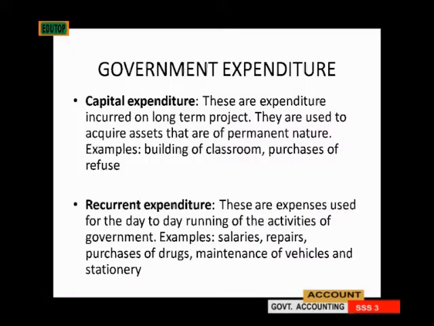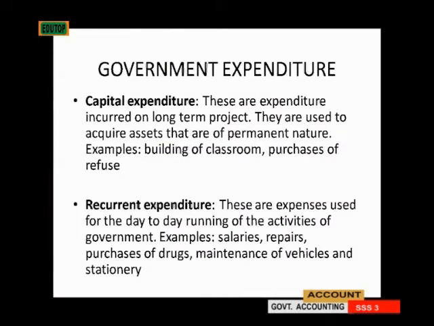Then government expenditure is classified under capital expenditure and recurrent expenditure. Expenditure, you can call it government spending, or the amount spent by the government during the year. Capital expenditure is expenditure incurred on long-term projects. They are used to acquire assets of a permanent nature, e.g. building of classrooms, purchases of refuse.